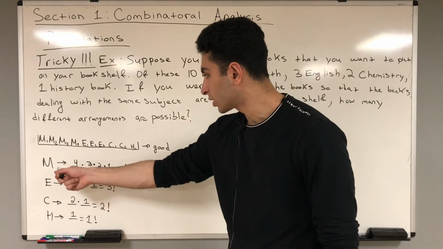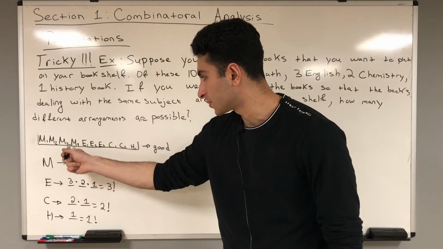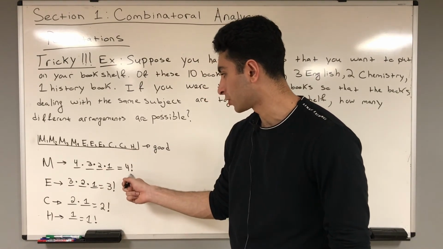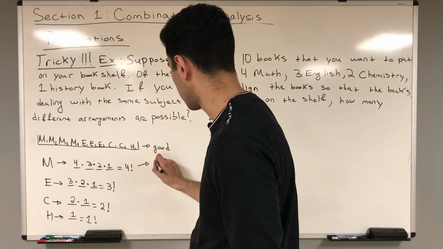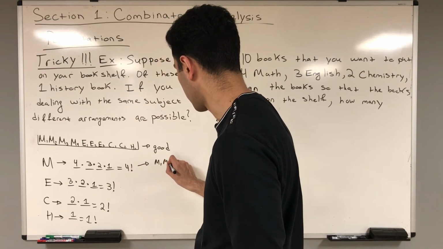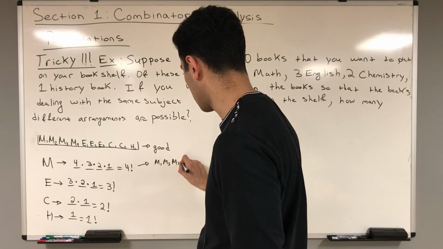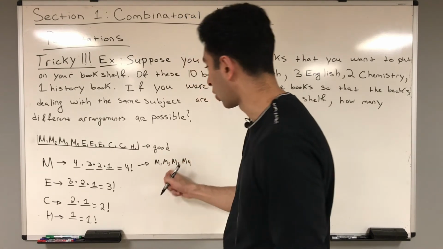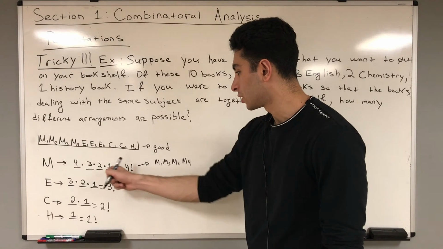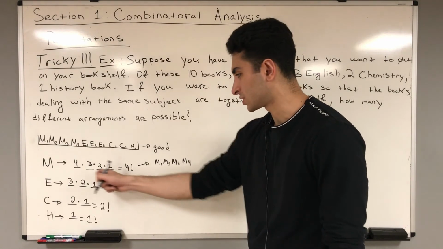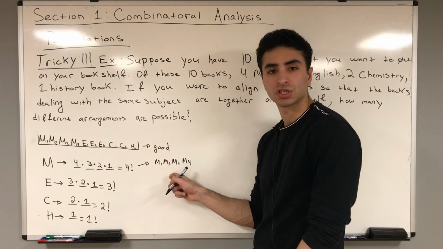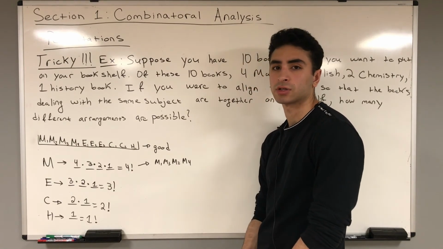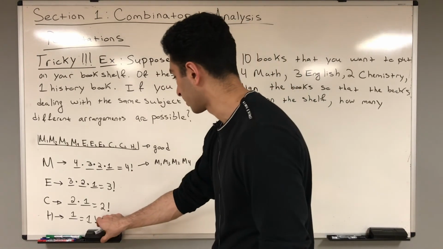Great. So we could rearrange the math books within themselves 4 factorial different ways, right? So what does this mean? I could just move the math books like this: math 1, math 3, math 2, math 4. That's 1 outcome of the 4 factorial different outcomes, which is 24. So this is just one of the outcomes that I could rearrange the math books out of the 24 outcomes. So that's all that means.